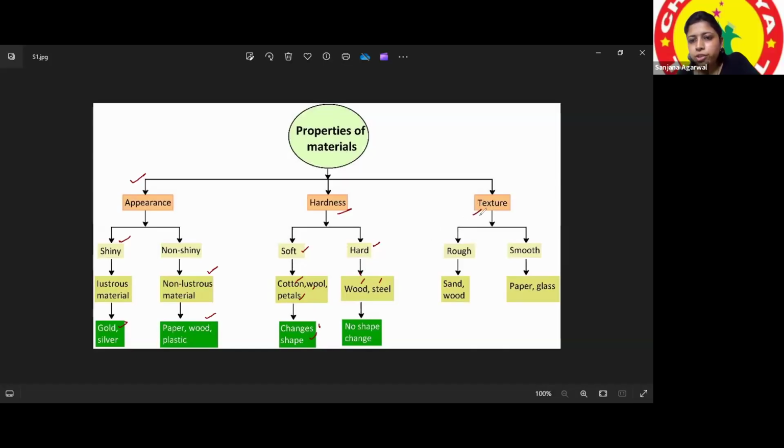Now, on the basis of texture, we have either rough surfaces or smooth. So rough are sand, wood, and smooth is paper, and plastic materials are also smooth. So please note it down.